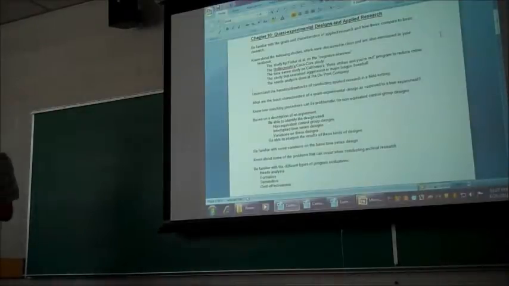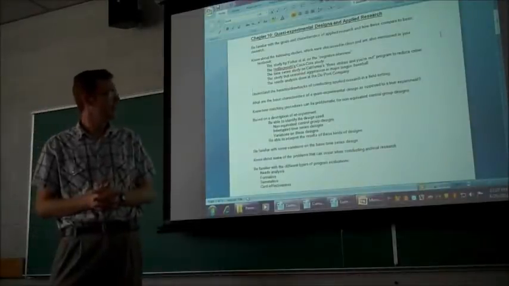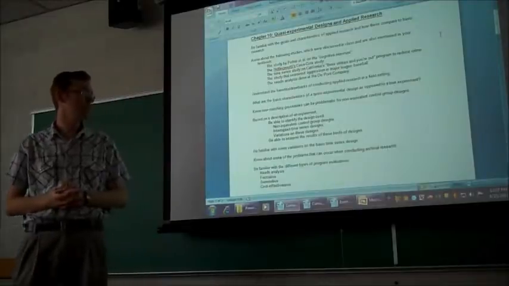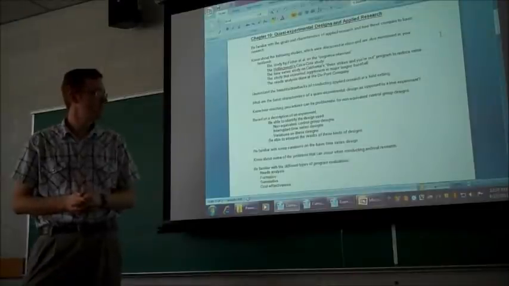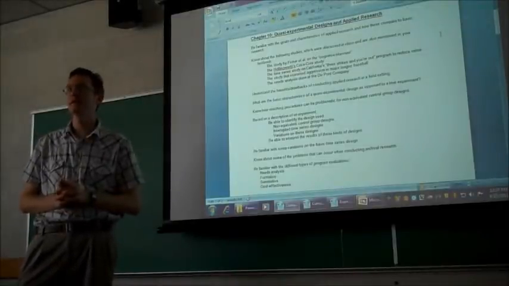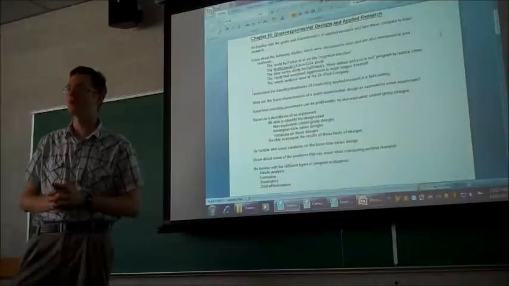how matching procedures can be used, or can be problematic for non-equivalent control group designs. The example that we used for this one was the study looking at reading performance.